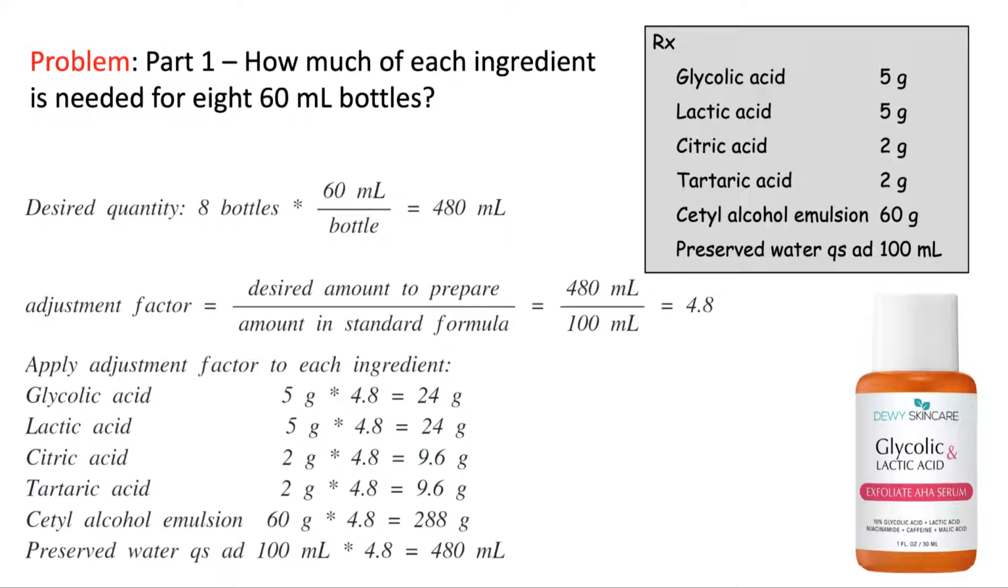And again, the same for the tartaric acid. For the acetyl alcohol emulsion, it called for 60 grams. 60 grams times our adjustment factor of 4.8 means we actually need 288 grams of the acetyl alcohol emulsion. And lastly, we need enough water, up to 100 milliliters in the standard formula. So let's multiply that by our adjustment factor of 4.8, which now means in our new formula, we need to add enough water up to a total volume of 480 milliliters.